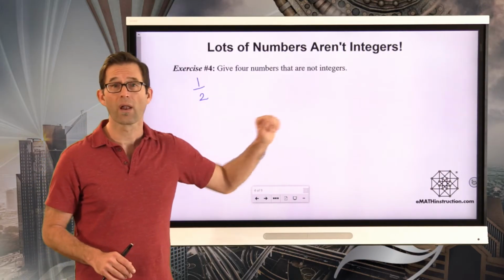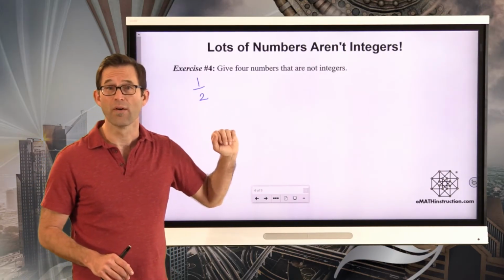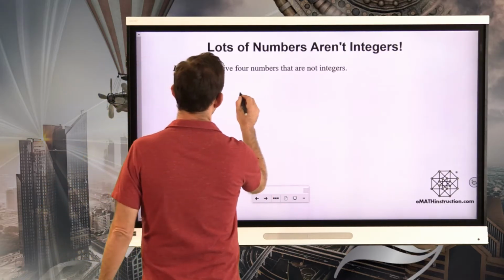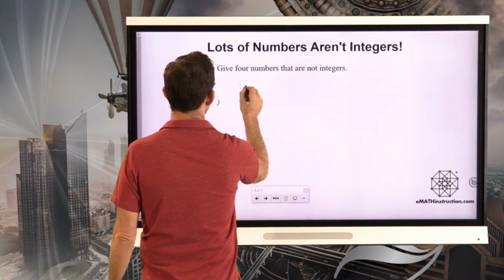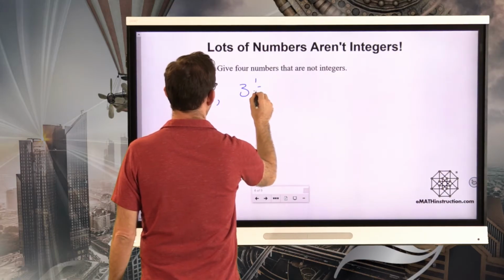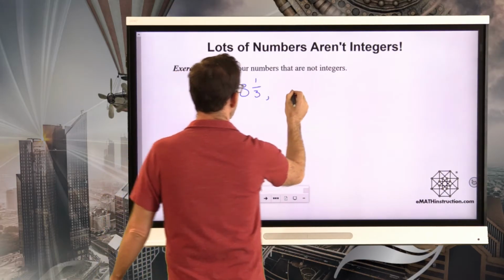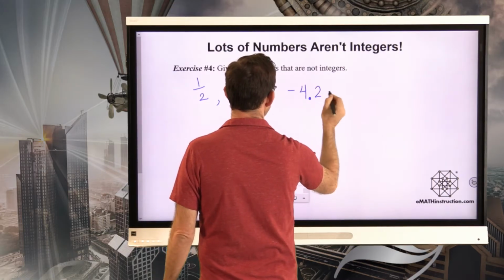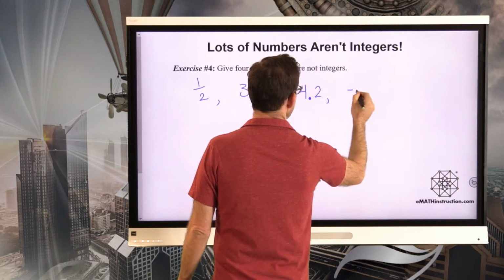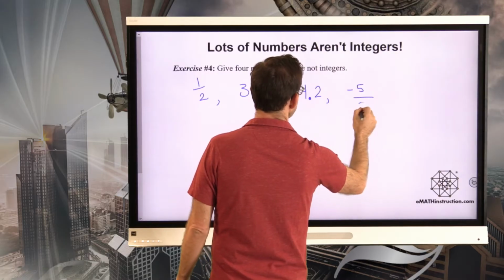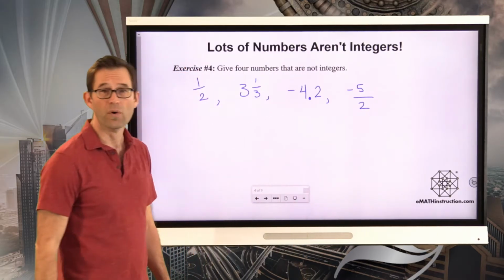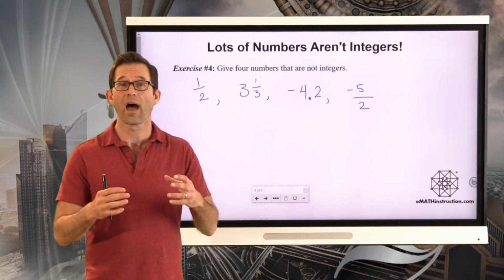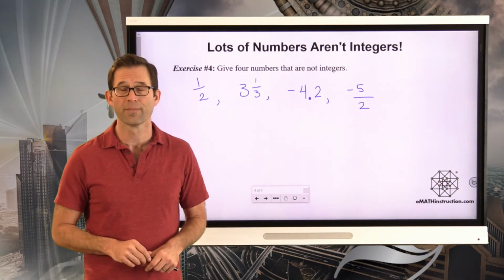So you could just rattle off 4 numbers right now if you wanted to. Or you could get a little bit more fancy and give some mixed numbers like 3 1/3. You could even throw a negative in here. You could say, let's put in a negative with a decimal, -4.2, and I don't know, maybe -5/2, right? All of those are non-integers, because they have fractional components to them.